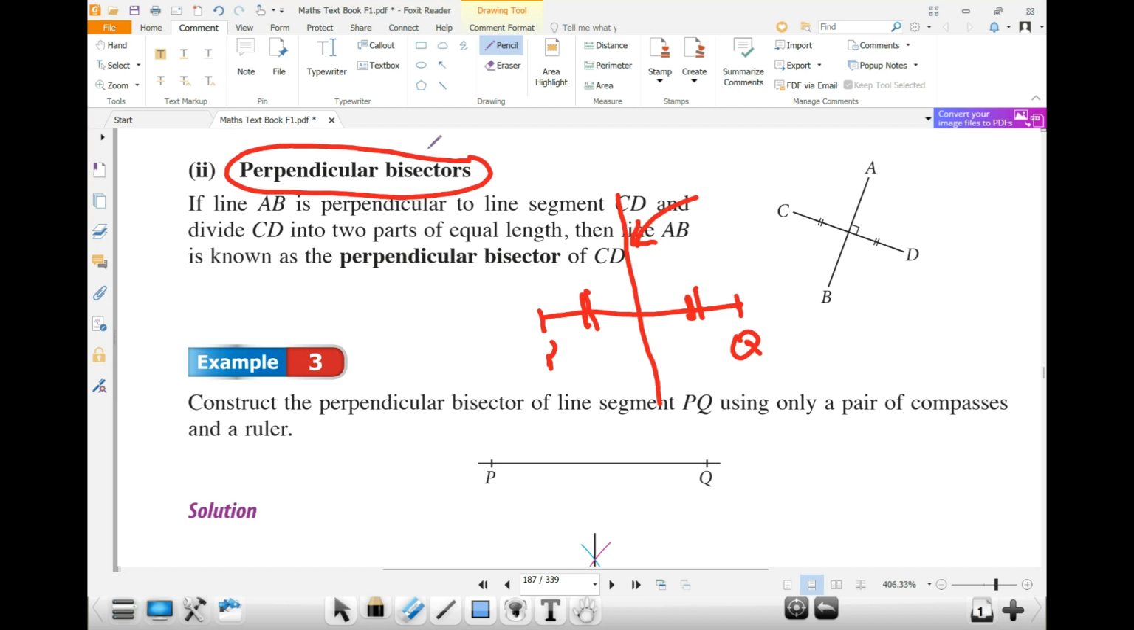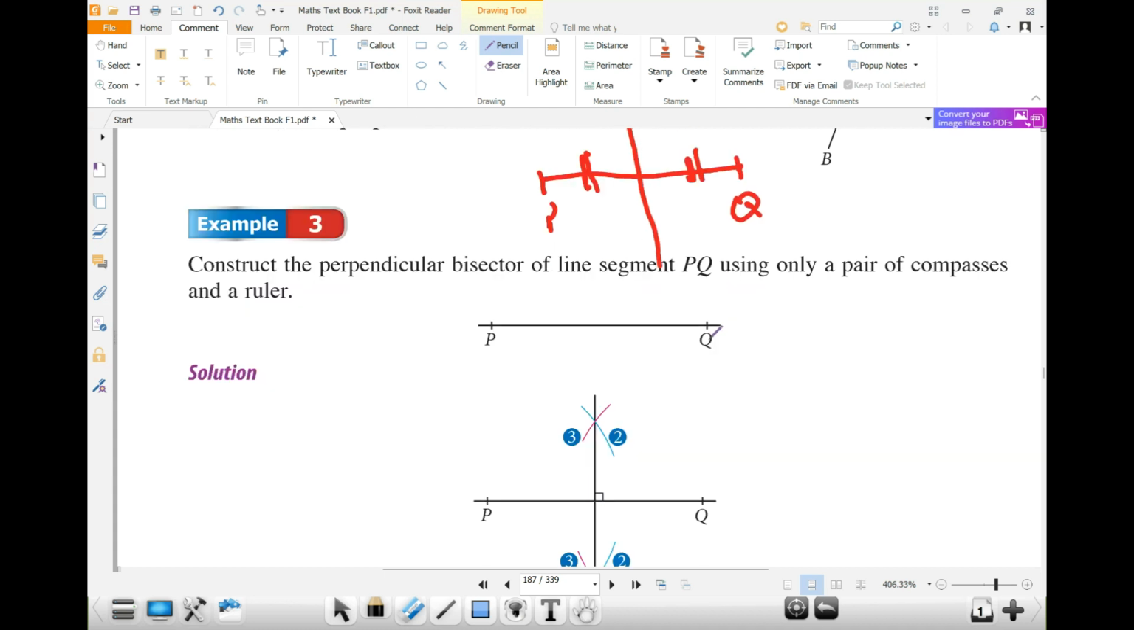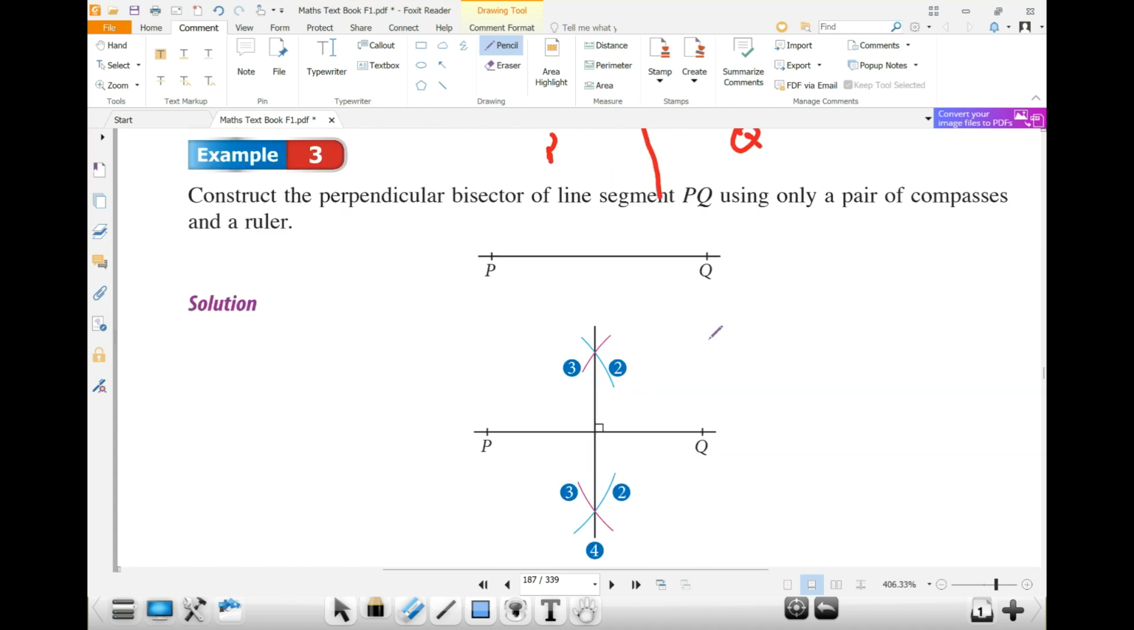So we carry on. Now we look at this example here. Construct a perpendicular bisector of line segment PQ using only a pair of compasses and ruler. So you're given a line segment. You were asked to construct the perpendicular bisector. Let us look at the steps on how to construct it.